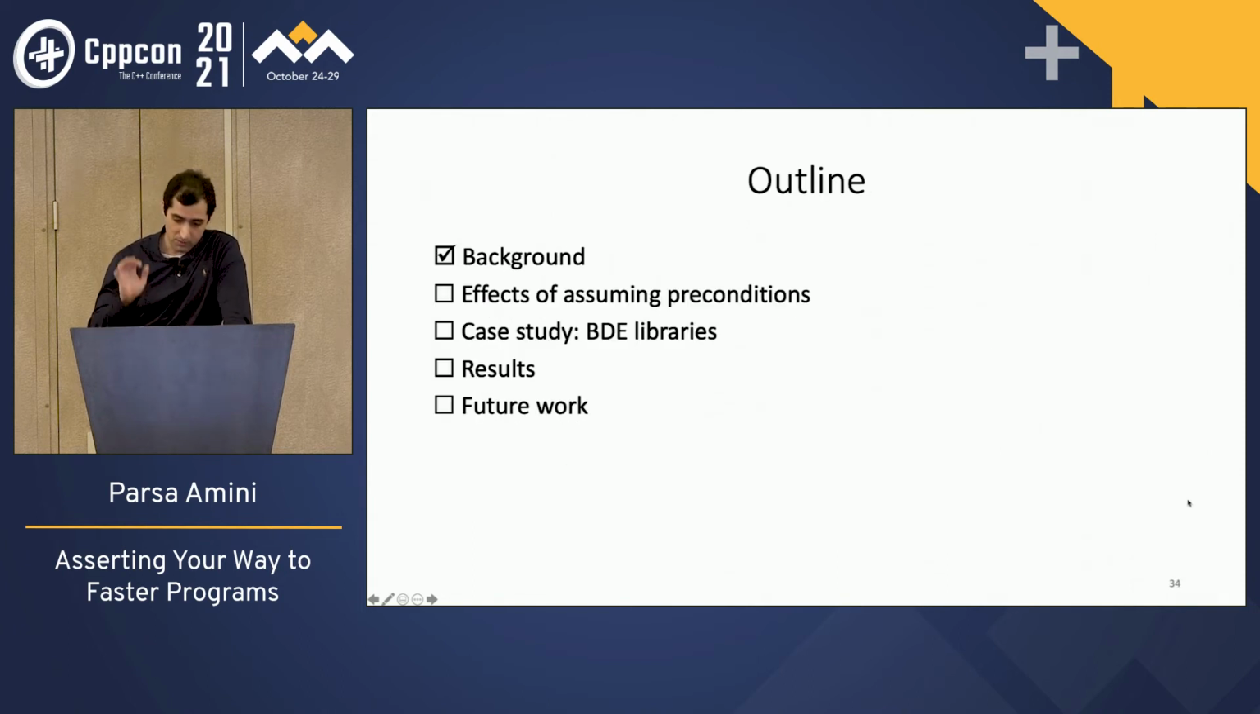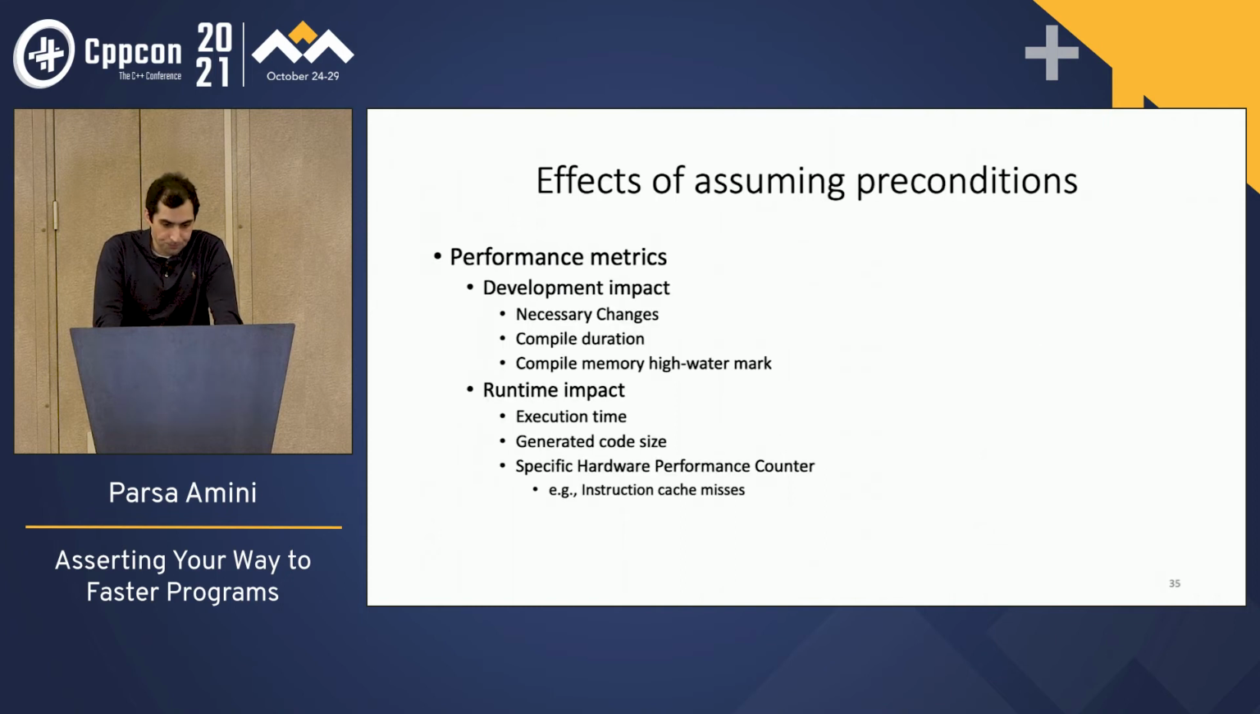So far we talked about defensive checks, the three contract checking semantics that were enforce, ignore, and assume. We talked about wide contracts and narrow contracts, state of the language support, compiler support, and library implementations of contracts with and without assumptions. And now it's time to move on to talking about our method.